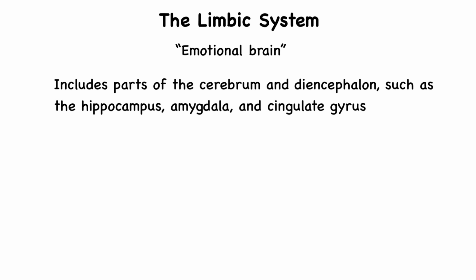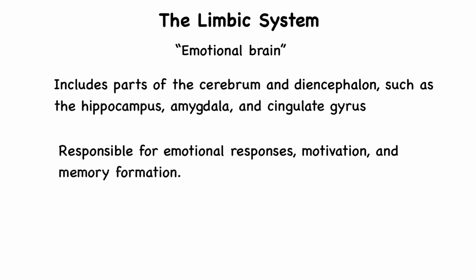The limbic system, sometimes called the emotional brain, includes parts of the cerebrum and diencephalon, such as the hippocampus, amygdala, and cingulate gyrus. It's responsible for emotional responses, motivation, and memory formation. For example, the amygdala helps you recognize fear or anger, while the hippocampus converts short-term memories into long-term ones.